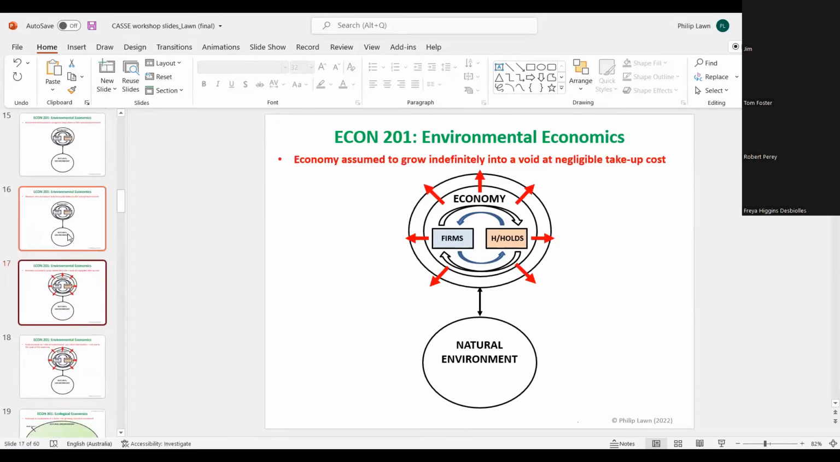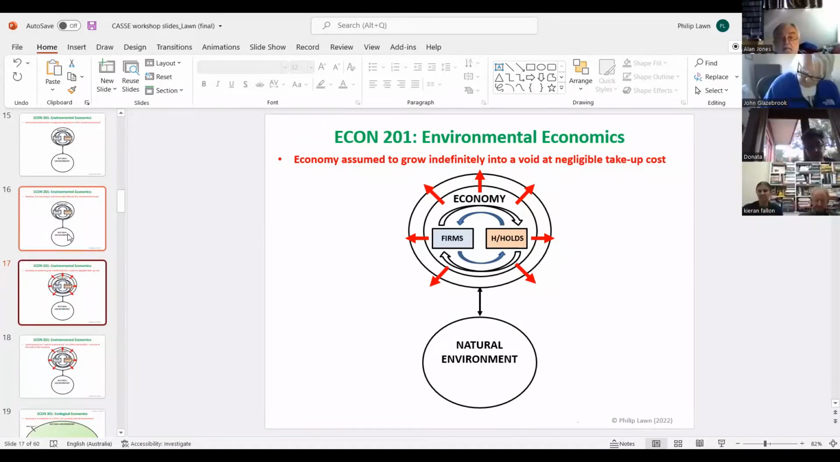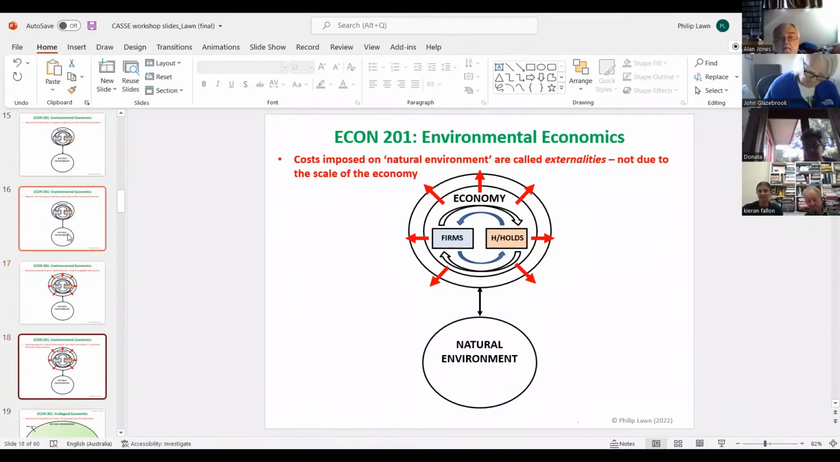The economy is assumed to be able to grow, so it can get bigger into a void. So it's growing into a void because it's still relatively independent of the natural environment, even though there's some tenuous connection, and that growth can occur at negligible cost. So there's no actual cost or impact on the natural environment from the economy growing.